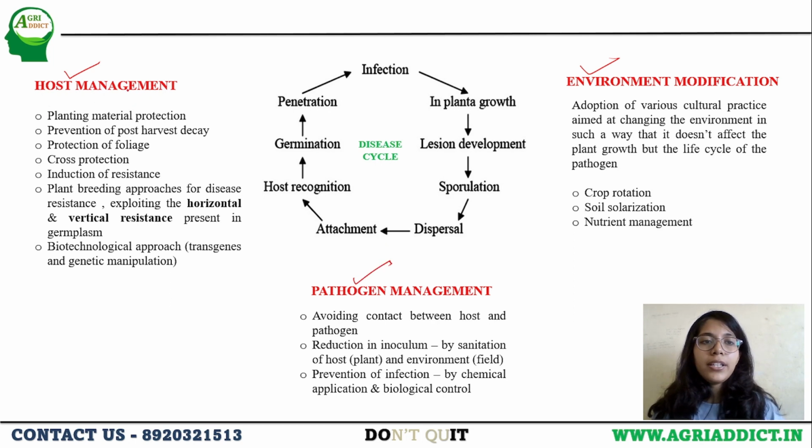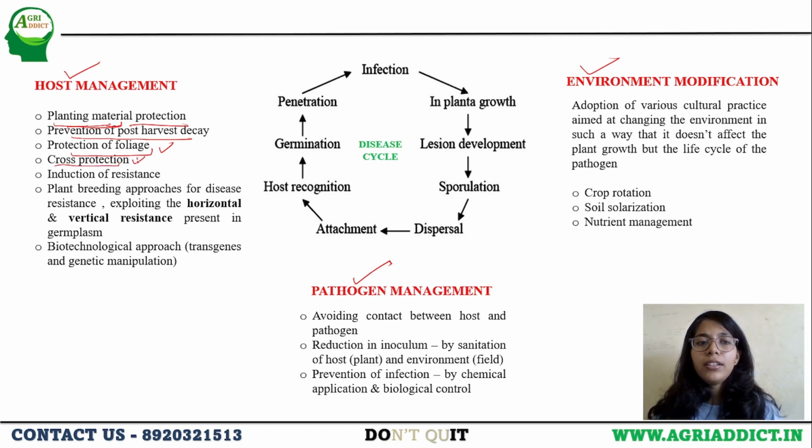Host management can be done by the protection of the planting material. The planting material means seed or any propagating materials like tuber, bulbs. Those things we need to procure from disease-free areas. Prevention of post-harvest decay, that is, after the harvest, we need to protect the post-harvested produce from various diseases. Protection of the foliage by the application of chemicals.